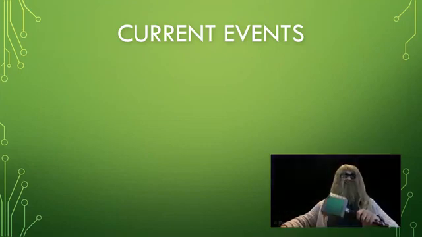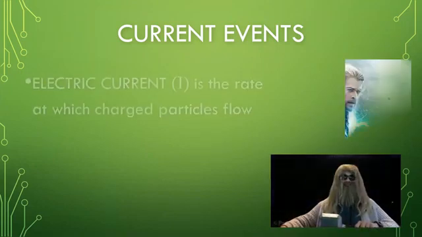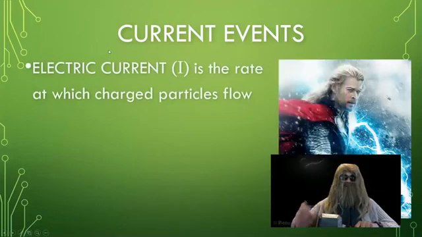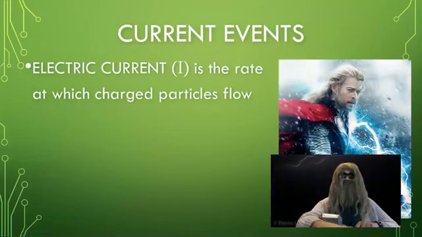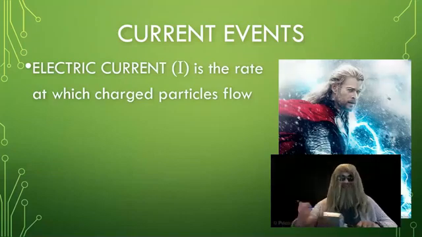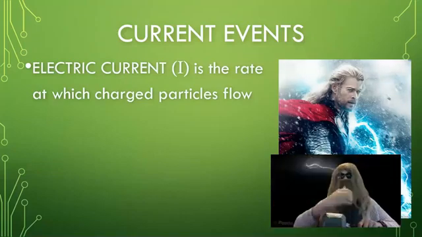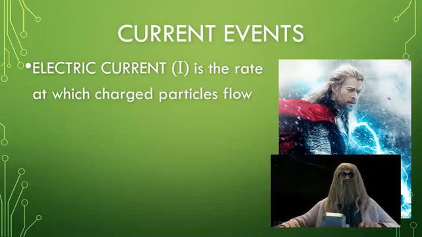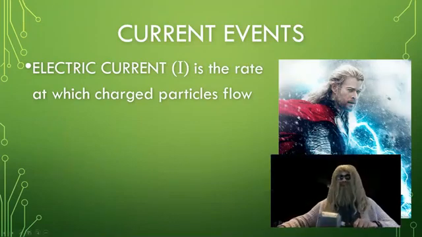Let's talk about current. Current is where charged particles move. Charged particles can move, they can flow, just like water flows. Electrical current is flowing particles.